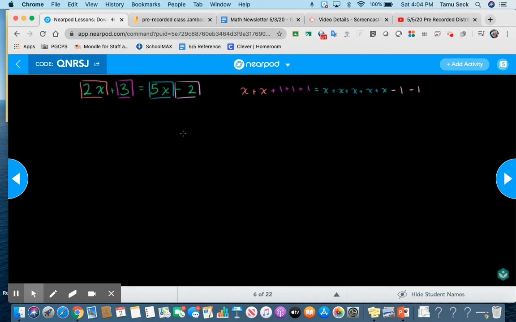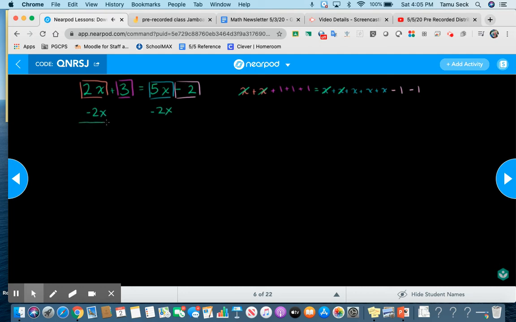So let's just start off subtracting 2x from both sides of the equation. And what I mean is we're going to remove 2 x's from the left-hand side. And if we remove 2 x's from the left-hand side, we have to remove 2 x's from the right-hand side, just like that. So what does that give us? We're subtracting 2 x's from the left, and we're also going to subtract 2 x's from the right.